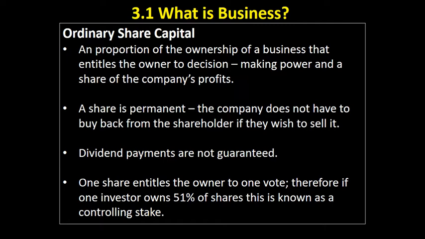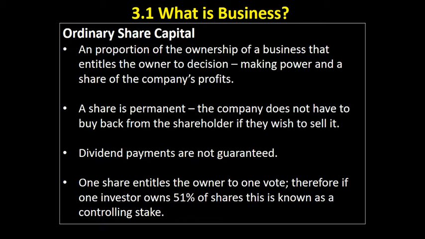It should be recognised that a share is permanent, so the company doesn't have to buy it back from the shareholder. The shareholder can sell the share on the stock market though, if they decide they want to sell it. Dividend payments are not guaranteed, okay? So it's not guaranteed that the owner of an ordinary share will get a dividend payment. That's different to preference shares. The owners of preference shares do get a fixed dividend every year.